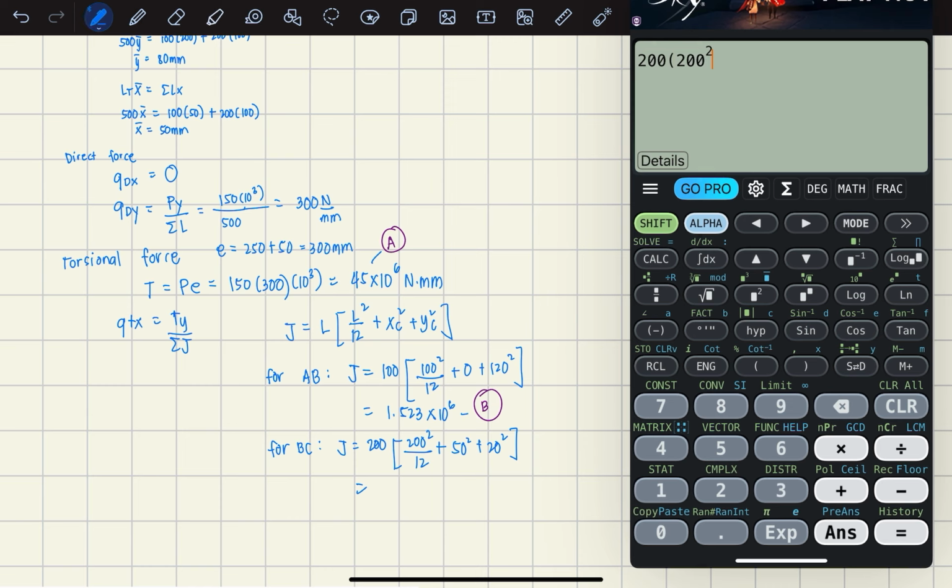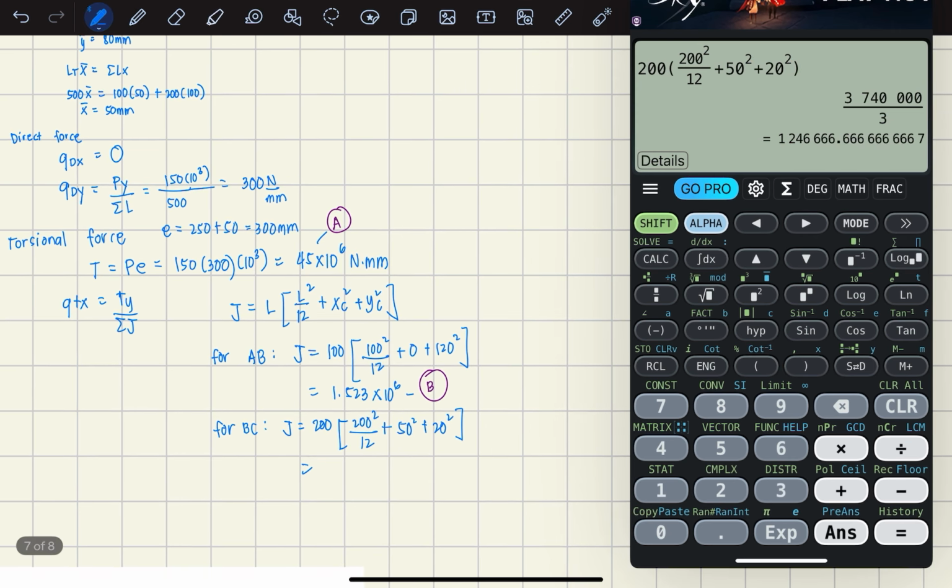200 times 200 squared over 12 plus 50 squared plus 20 squared equals 1.247 times 10 raised to 6 mm cube. So, stored natin siya sa C.